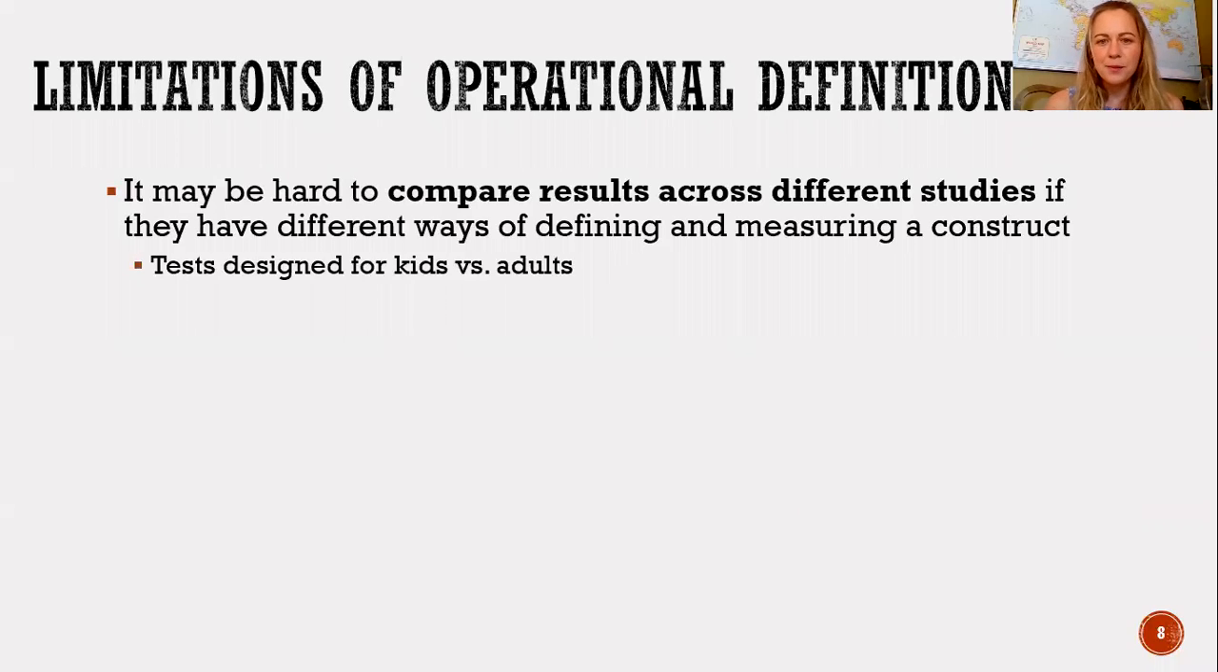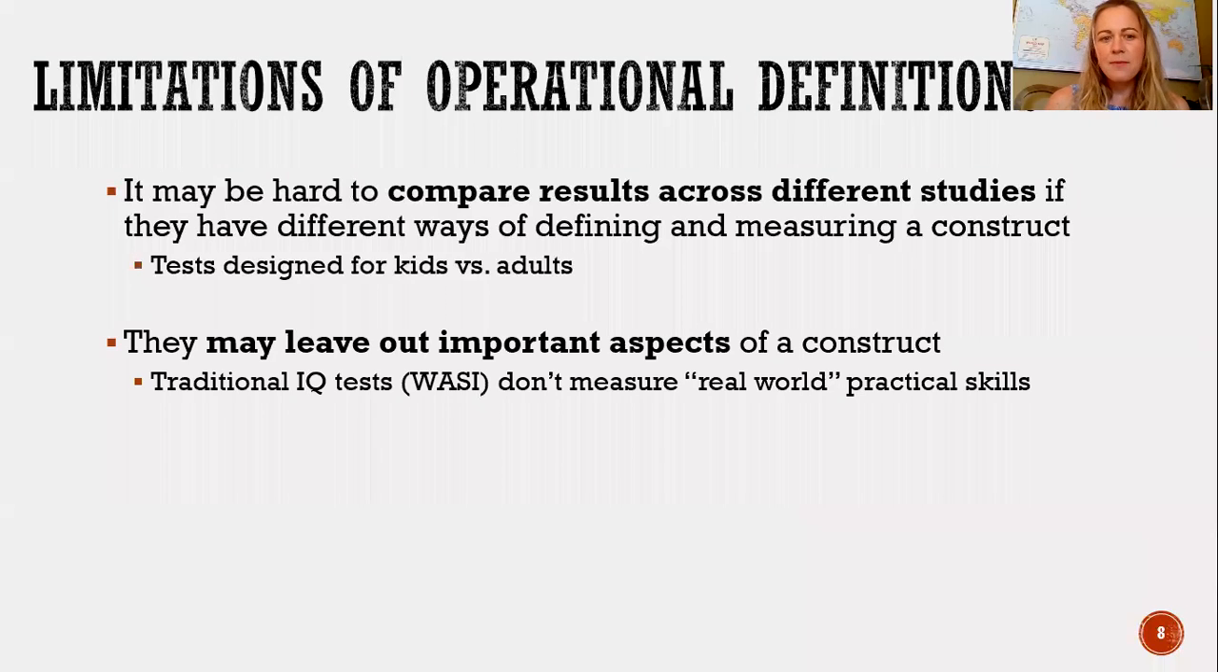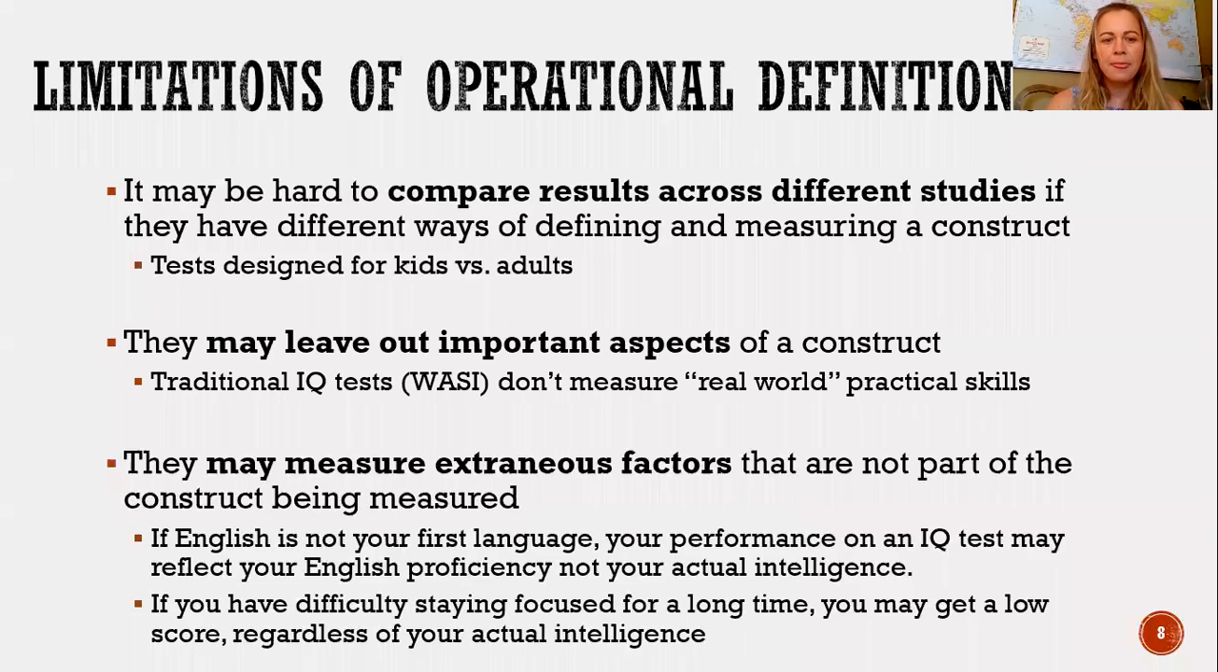This is often a problem when a different test is used to measure a skill in adults compared to kids. They might also leave out important aspects of a construct. For example, a criticism that's often been placed against traditional IQ tests is that they don't measure real-world practical skills, like how well you can handle money, for example. Finally, they might also measure extraneous factors that are not actually part of the construct being measured. For example, if English is not your first language, then your performance on an IQ test might actually reflect your English proficiency and not your actual intelligence.